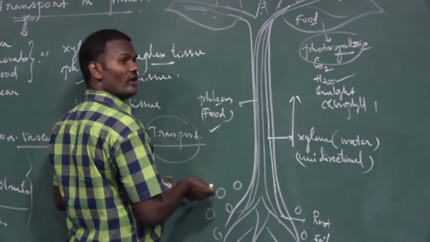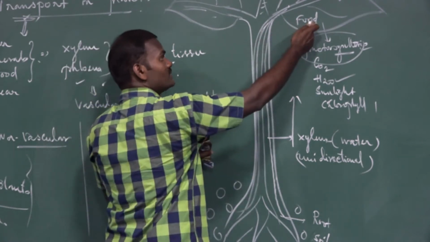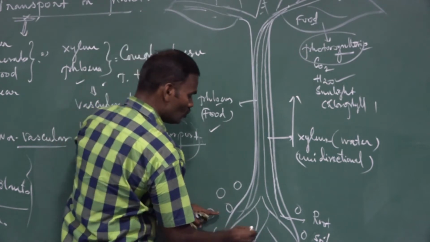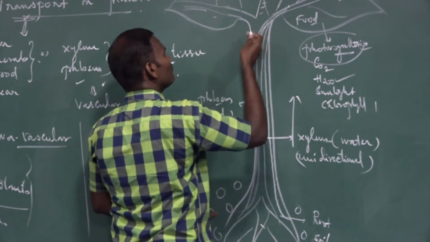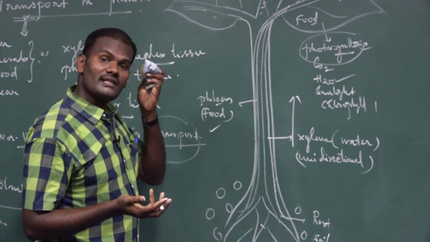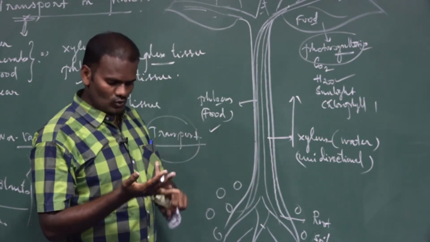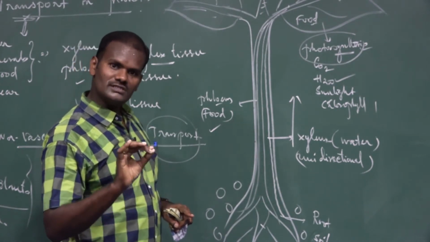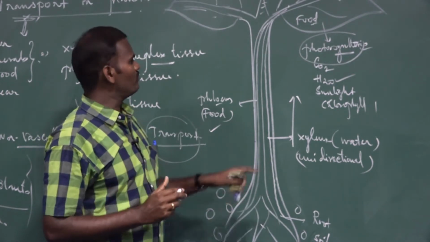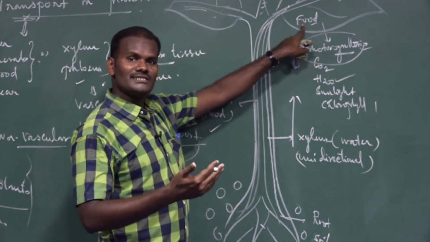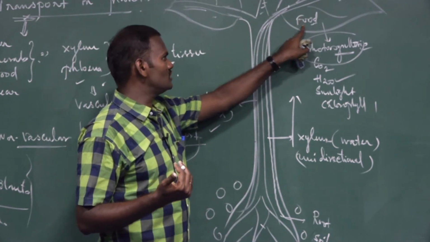But whereas in phloem, food synthesized in one part, the leaf, is translocated to the other parts, including root, stem, leaf, and also fruit and seed. So these are the storage organs. Root, stem, leaf, flower, fruit, seed, these are the storage organs. But the leaf is the source of food material. The food is translocated from the source to the sink.